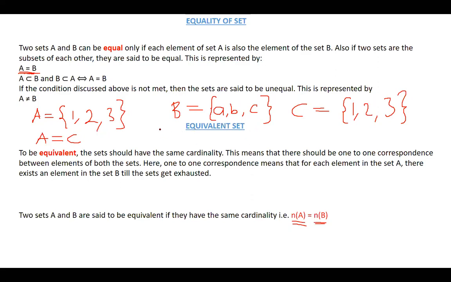But if we talk of equivalent sets, these are sets that contain the same number of elements. So set A is equivalent to B, which is also equivalent to C. Why do I say A, B, and C are equivalent? It's because they contain the same number of elements. This one has 3 elements, this one has 3 elements, this one has 3 elements as well.